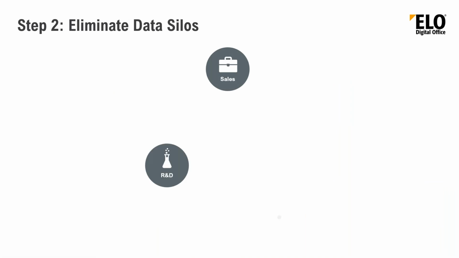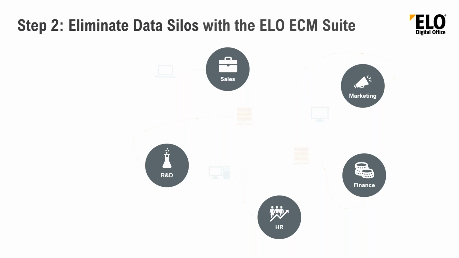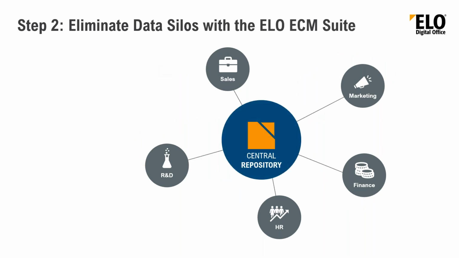The second step we would recommend is eliminate the data silos, because many times in the companies it looks like this. A sales department has a data silo where they save their documents and such things. Marketing department has its own data storage. Finance, HR, and R&D all have their data silos, and those can be eliminated with the ELO ECM suite. Then you have a central repository. Then you have much better control of who is accessing the documents.